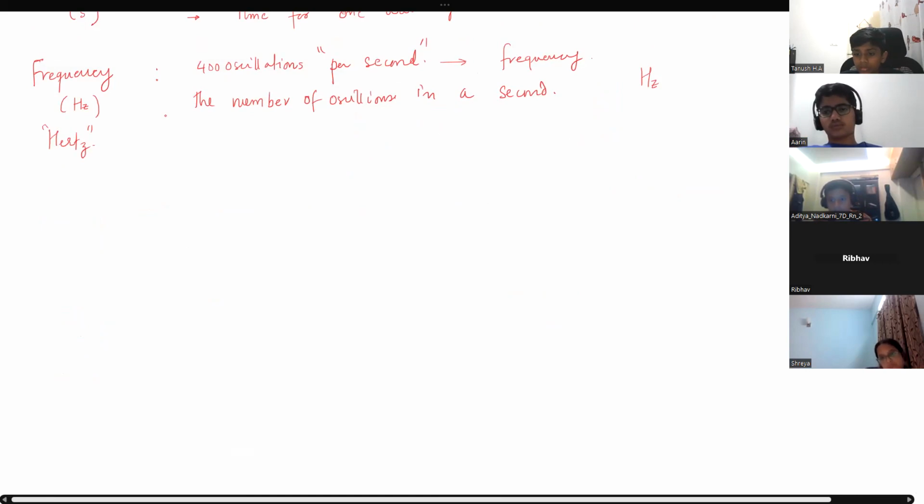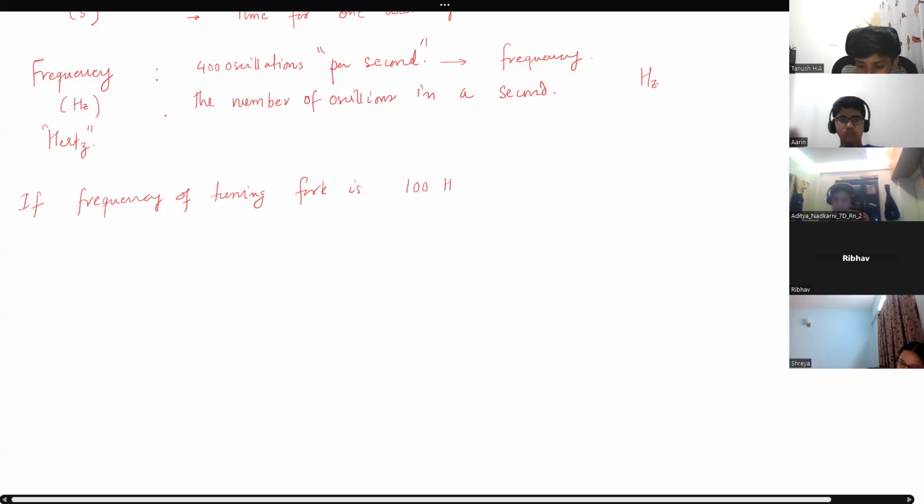Okay, so try this. If the frequency of a tuning fork is 100 Hertz, what will be its time period? Should we send the answer in the chat? Okay, you can text me. If the frequency of the tuning fork is 100 hertz, what will be its time period?